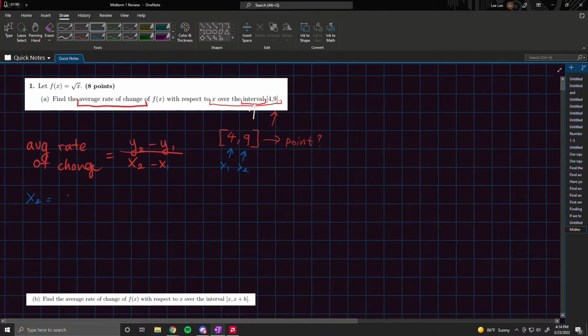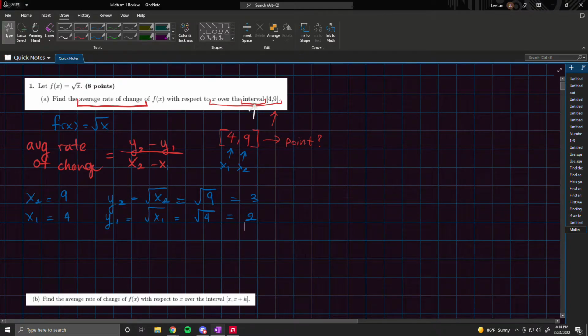So if x2 is 9 and x1 is 4, then y2 should be the square root of x2, because our function of x is equal to the square root of x. So y2 is the square root of 9, which is 3. And then y1 is equal to the square root of x1, which is the square root of 4, which is equal to 2.